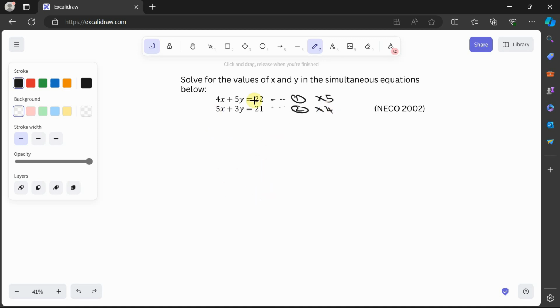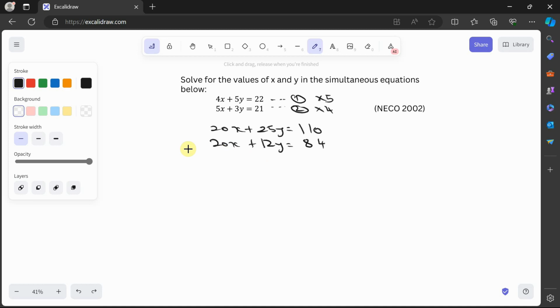If we do that, 5 times 4 is 20, so this is 20x plus 5 times 5 is 25, this will be 25y is equal to 22 times 5, that will give you 110. 5 times 4 will give me 20x plus 4 times 3 will give me 12y is equal to 21 times 4, which will give me 84. So it is very legal to do this because you are multiplying both the left hand side and the right hand side by the same value. It's very legal to do this.